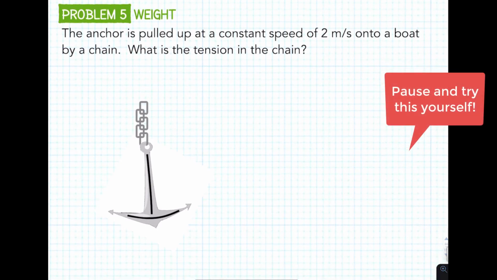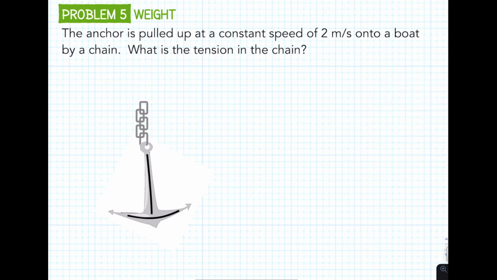So here, let's say now the anchor is being pulled up at a constant speed of 2 meters per second onto a boat by a chain, and we want to know the tension in the chain. Okay, so I'll give you a couple seconds to think about that, and then I have a question for you.